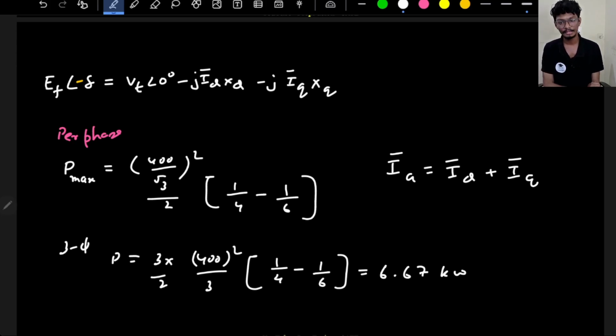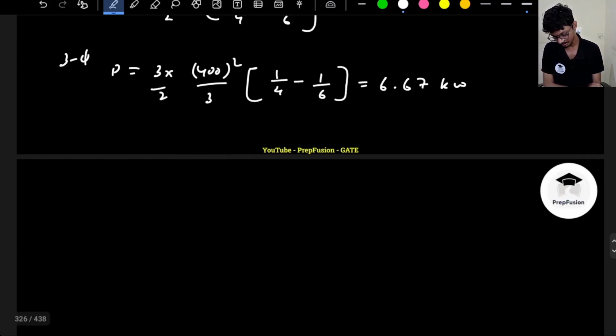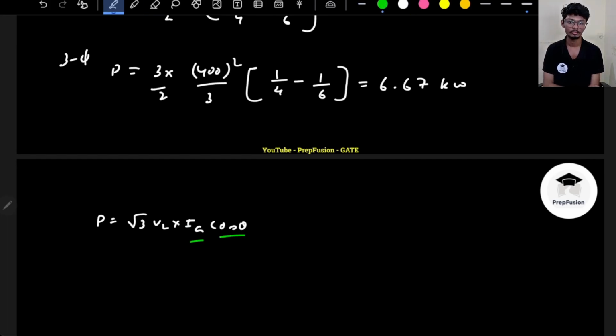Now interesting fact to note here is that I need to find out this formula. The formula is, what is power equals to root 3 into VL into IA into cos theta, right? So I don't know what is cos theta, power factor. I don't know what is IA, right? These two things I don't know. So how will I be able to find it out?